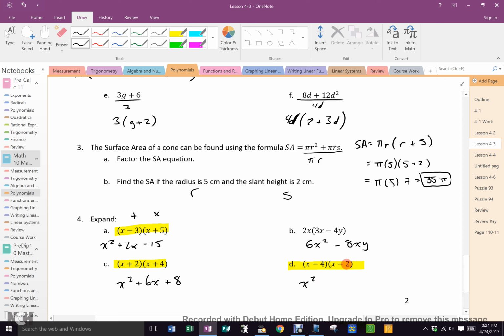Add them. Negative 4 plus negative 2, negative 6x. Negative 4 times negative 2. Negative times a negative? Positive 8.